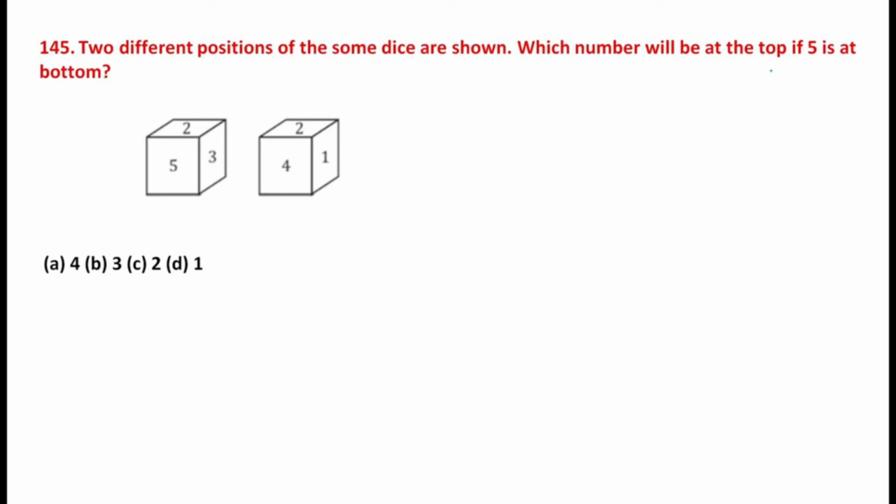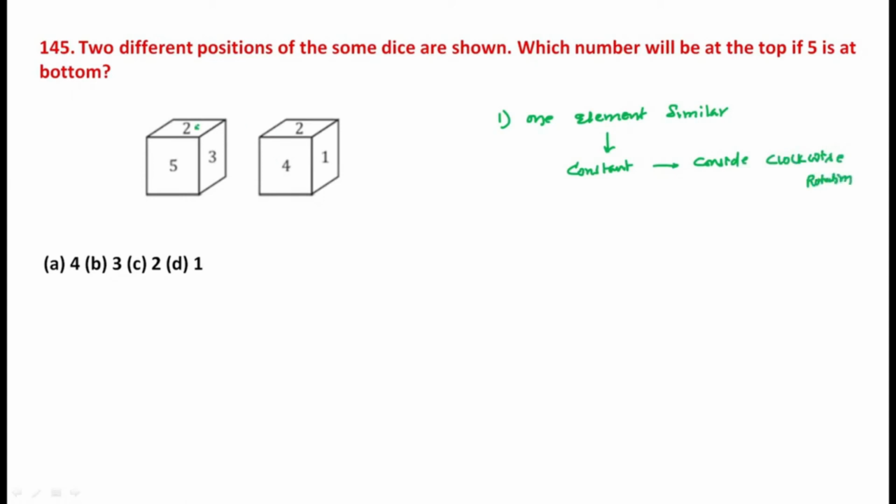What will be the top of 5, guys? If you see 5, 2, 3 and 2, 4, 1, there is one element which is similar. If one element is similar, we need to consider the constant element and consider clockwise rotation. Clockwise rotation is a basic procedure.